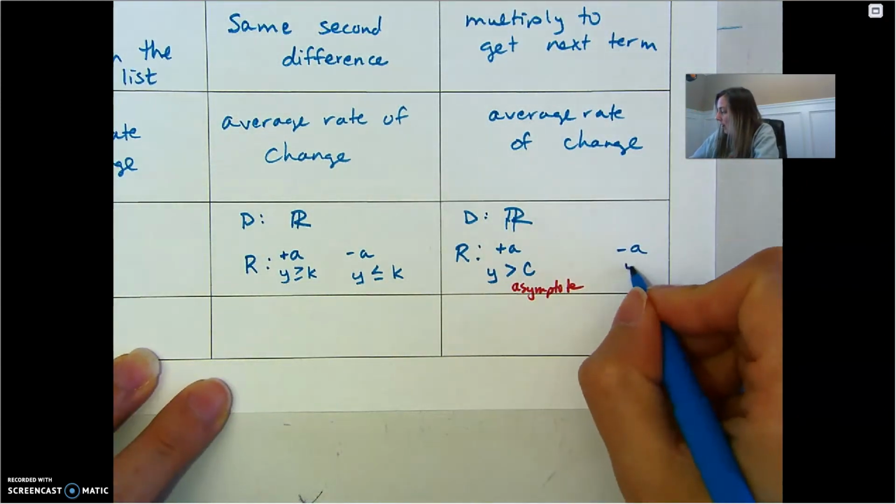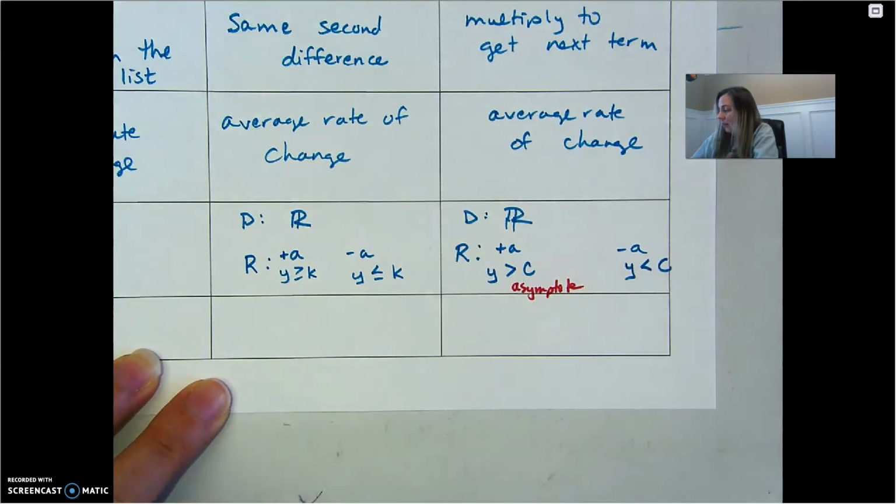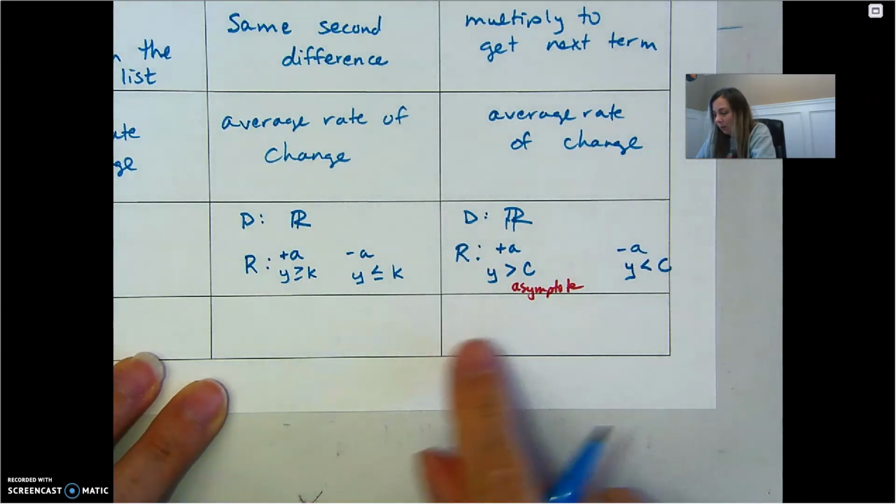So we would say y is less than that asymptote. All right.